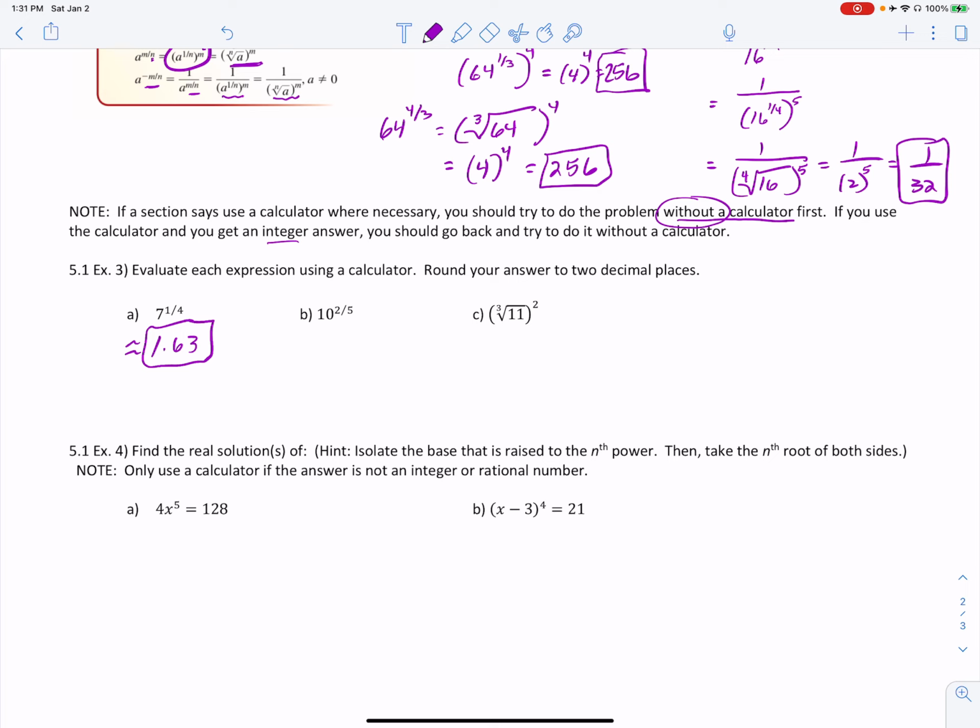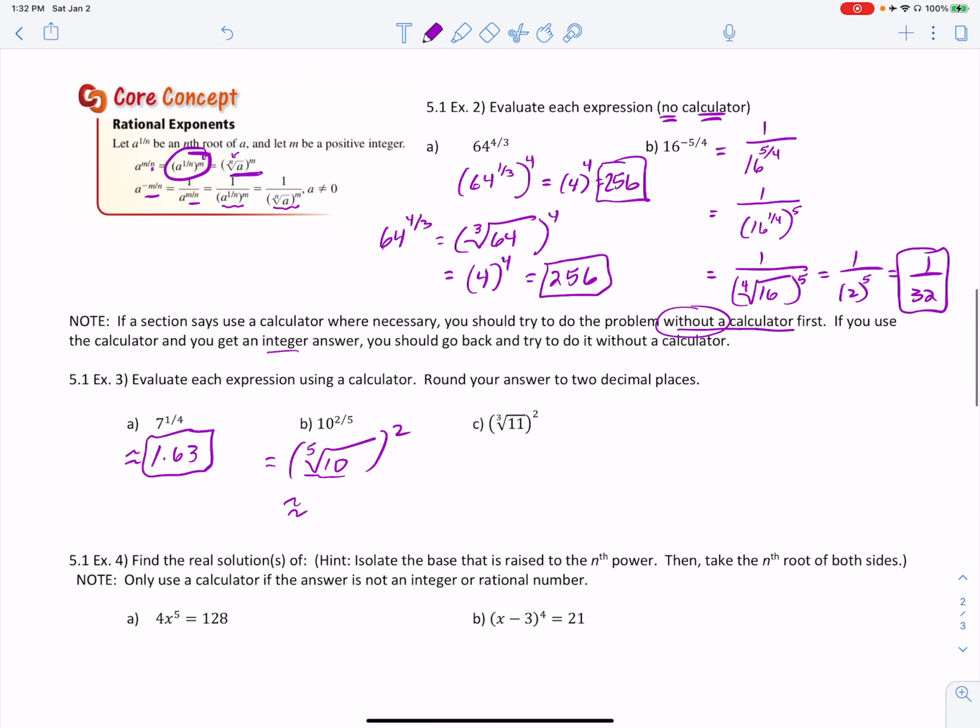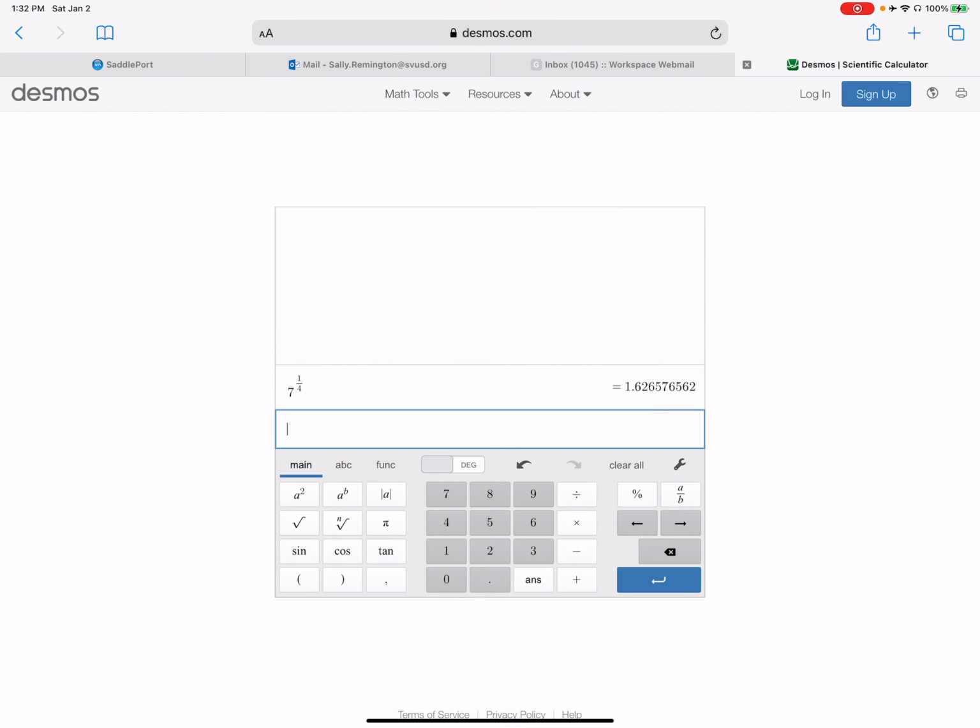10 to the 2/5, I'm thinking, okay, the 5th root of 10 squared. Well, this is not any known integer value, so this is a calculator problem. So go to Desmos, and we have 10 to the 2/5, and there we have 2.51.